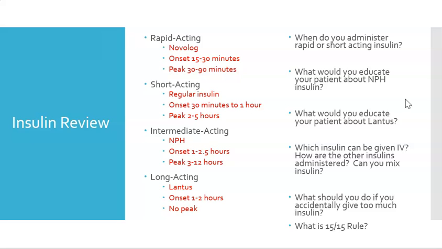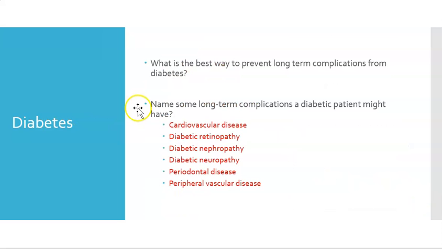So you know that you cannot mix Lantus, so make sure that your patients are aware of that. Where to give the insulin on their body, how to prevent lipodystrophy. So you want to rotate those sites because you don't want a breakdown. And then what do you do if you accidentally take too much insulin or give your patient too much insulin? How are you going to prevent any hypoglycemia? And then the 15-15 rule, which we're going to talk about a little bit more in depth here.